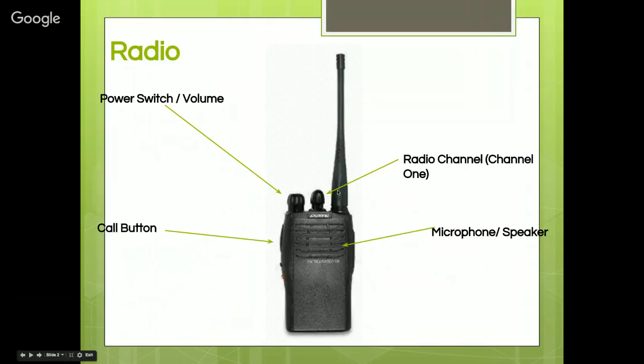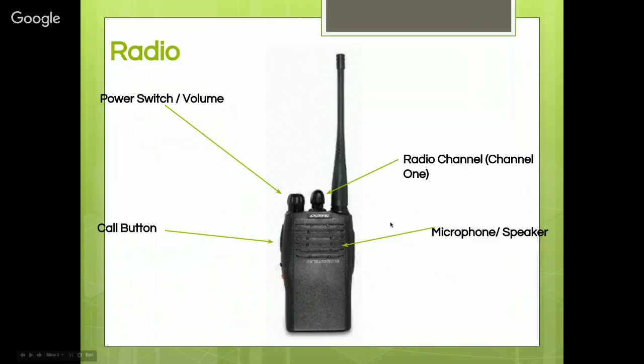The other button is the radio channel. You'll only utilize this at the beginning of your shift, and you're just going to want to make sure that you're on channel 1. This allows both dispatch and RDs on duty to hear you. If it's on channel 1, you'll keep it there. If not, then you'll just move it over to channel 1.